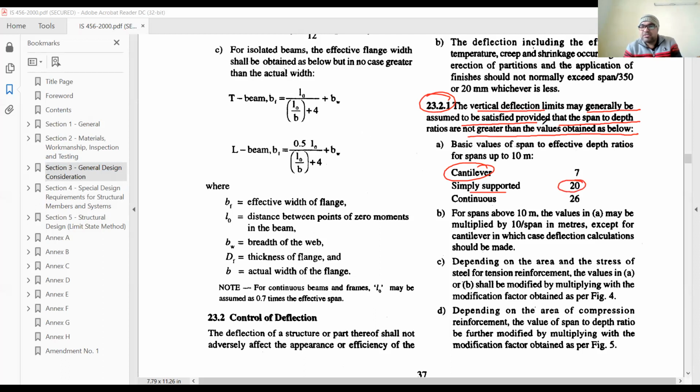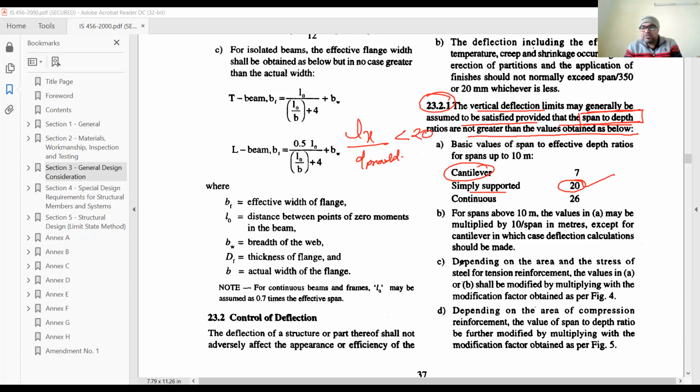So it says, again read this, span to depth ratio, which means here which span are we going to take? Because the maximum bending moment is along the shorter span, we will take the shorter span, which is Lx. Now Lx becomes the span to depth. What is the depth? Depth is the D provided. It says the ratio is not greater, it should be less than 20.